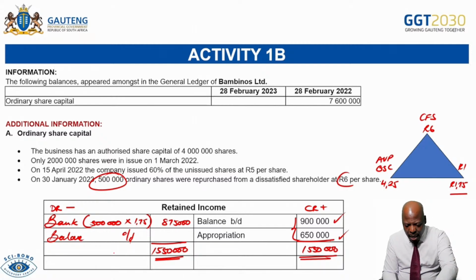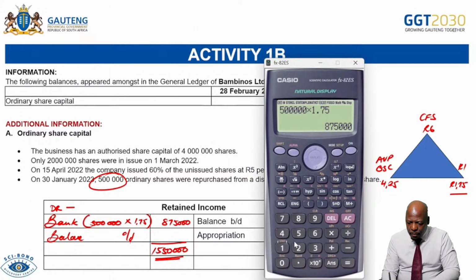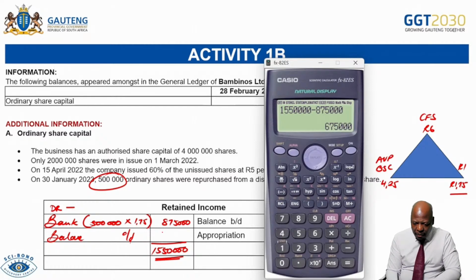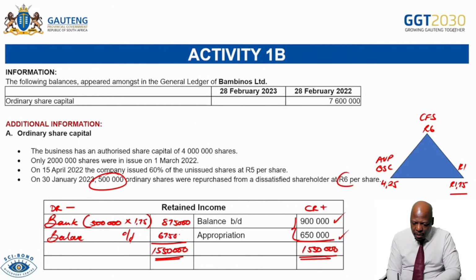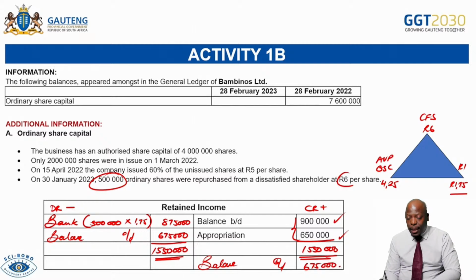How do I get it? I'll say my 1,550,000 minus the 875,000. That's going to give me 675,000. So I come here, that becomes 675,000. And then down here, I'm going to end up with now my balance brought down 675,000. Like that. We good? All right. And then we're going to move on to the next account now.